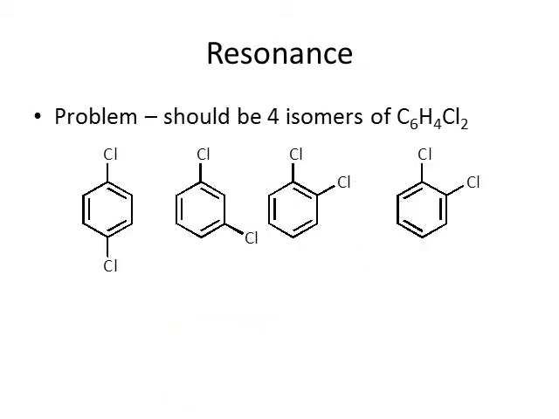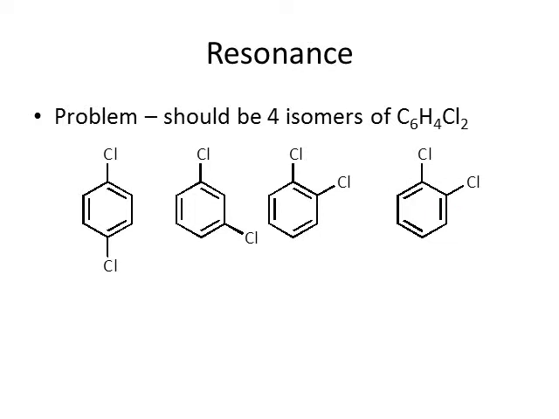Now, Huckel's original proposal had a little bit of a problem. It was fine for benzene, but let's consider dichlorobenzene. If the structure was just as Huckel had described, there should be four possible isomers. The 1,4 isomer, which we're going to later call para, the 1,3 isomer, which we'll call meta, but there should be two different types of 1,2, or what we'll call ortho, depending on whether there's a double or single bond between the two positions with chlorine.